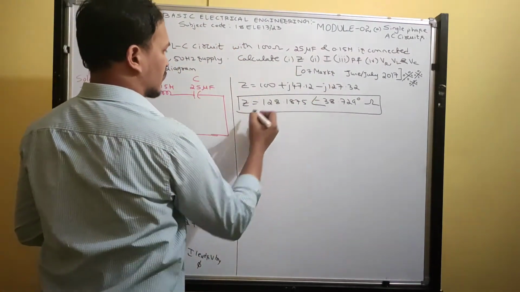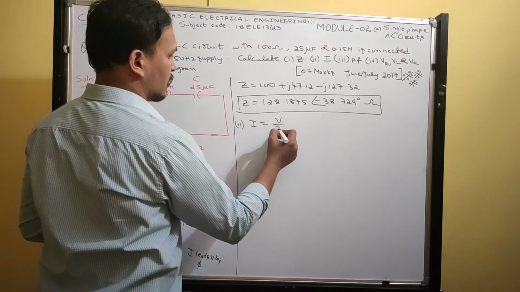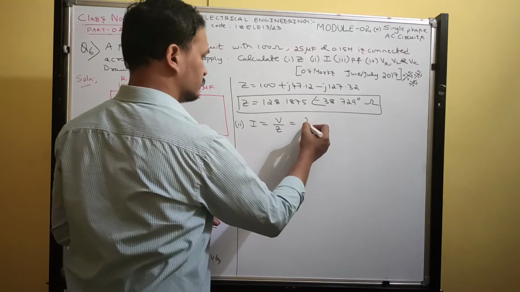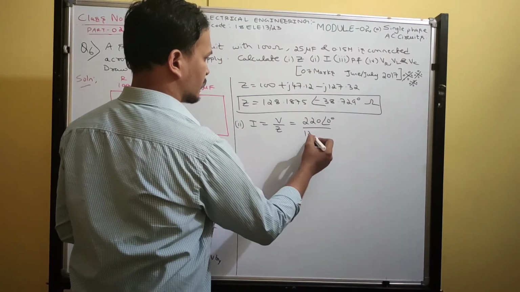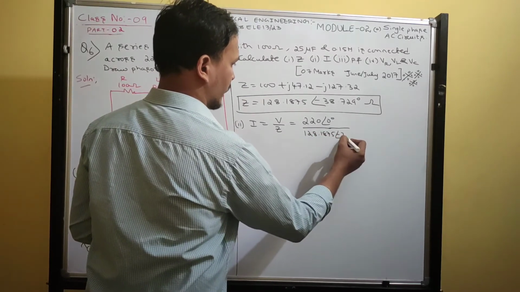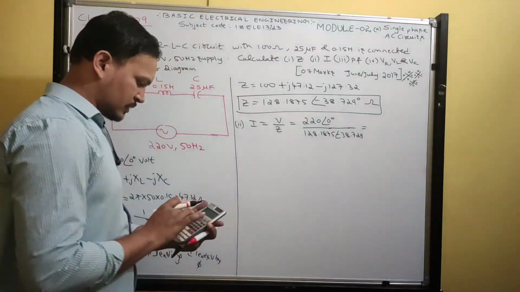Okay. Next, the second question. You should calculate current. What is the current formula? I is equal to V by Z. What is V? 220 at an angle 0 degree, divided by what is impedance? 128.1875 at an angle of minus 38.729 degrees. So do it in the calculator.